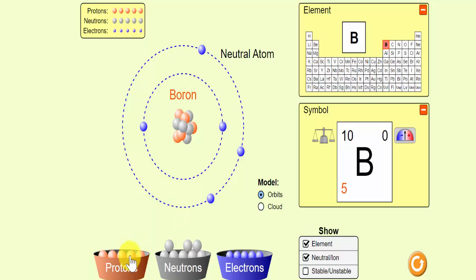And let's go back again. We're adding another proton, and look at that, it goes into the center, which is the nucleus. The only thing that's wrong about this model is that the nucleus is too big. The nucleus is extremely small, very, very small, to the point that you cannot even see it.